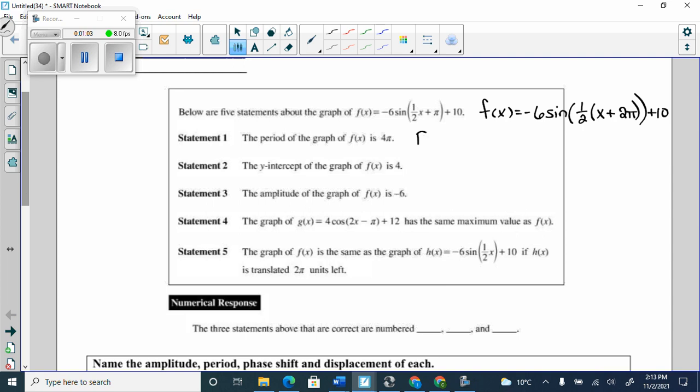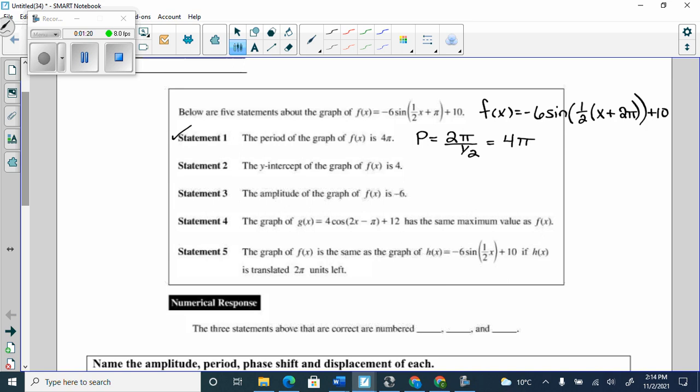We agree? 4π, just based off even the horizontal stretch factor. If you don't use that, you can go 2π divided by b. b is a half, which is 4π. Still true. So you can use your reasoning that if it's a horizontal stretch by a factor of 2, it's going to double it, or you can use the formula.